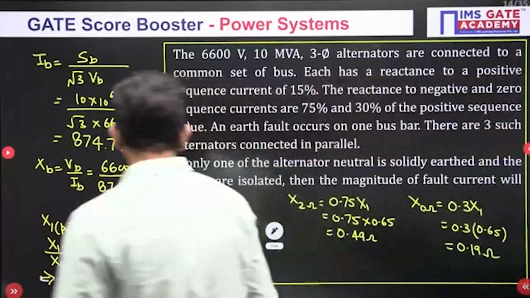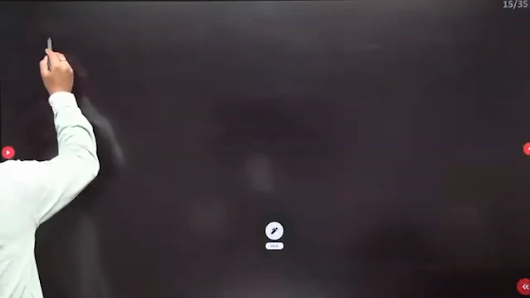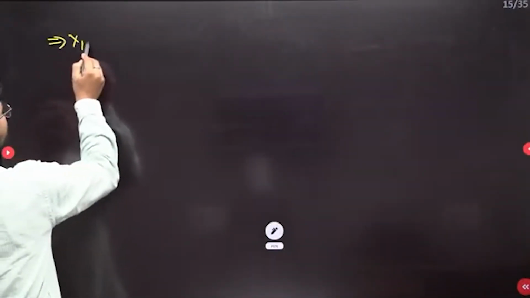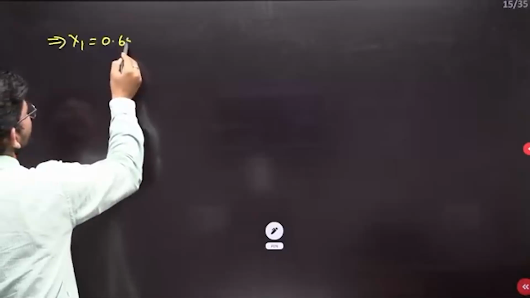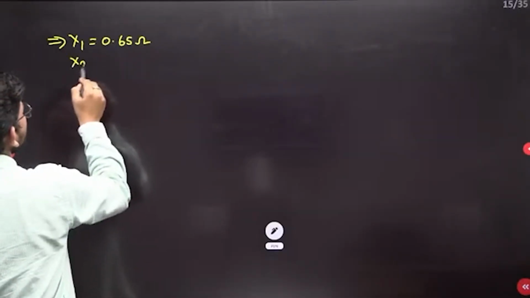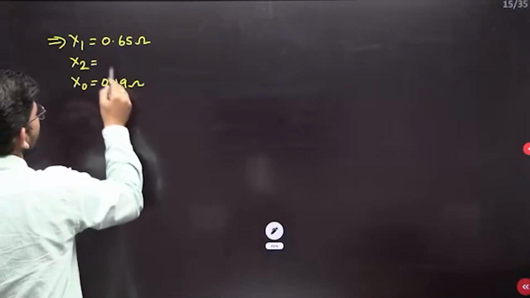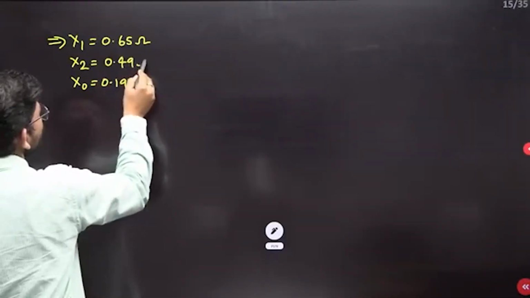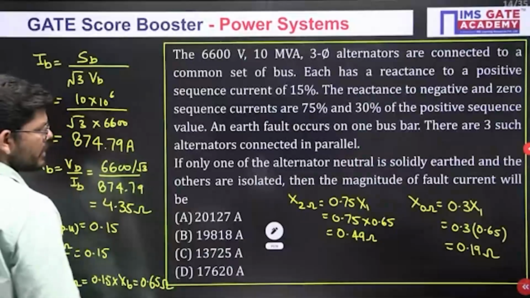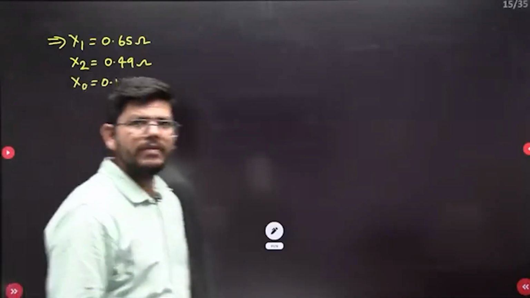So let me write all these values. So what value are we having for X1? X1 is 0.65 ohms. X2 and X0. X0 is 0.19 and X2 is around 0.49 ohms. Is that correct? Yes. So right now we are having these values.